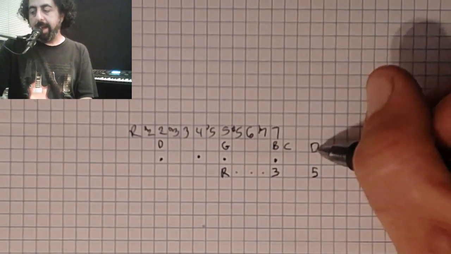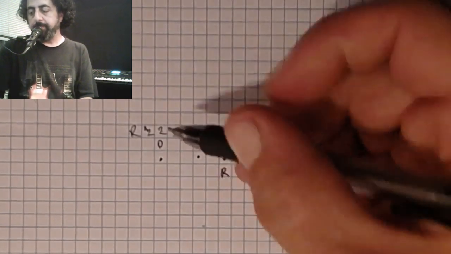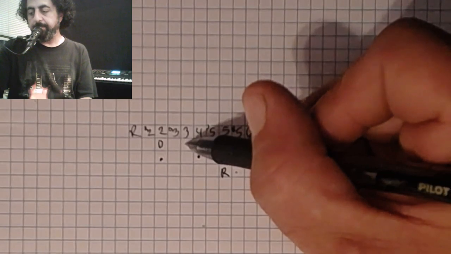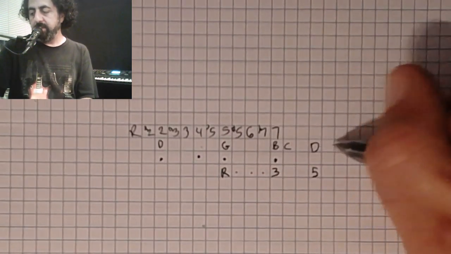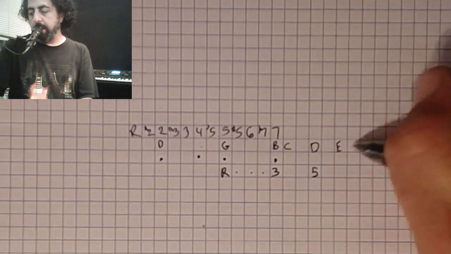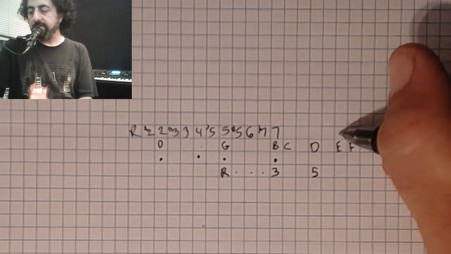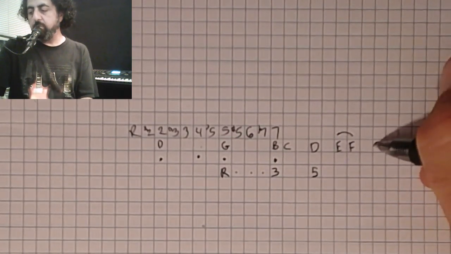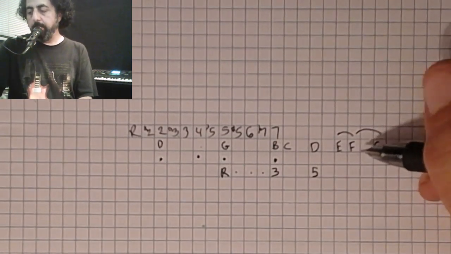Now what if we want to add in the final note there, which is going to be, skip the E and add in an F. So we skip the E, D, E, and then F. Now notice that between E and F there's a half step, and back to the root note G there is a whole step.